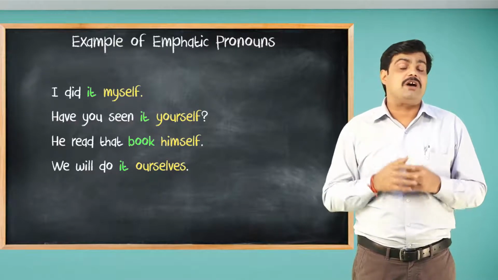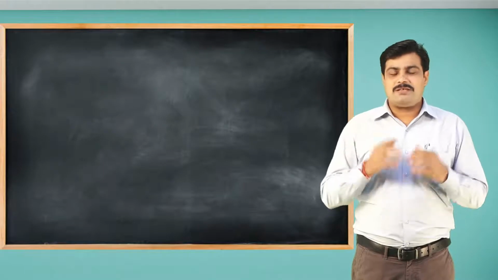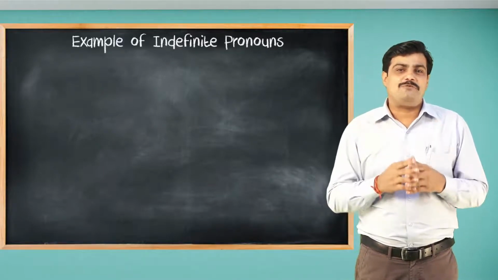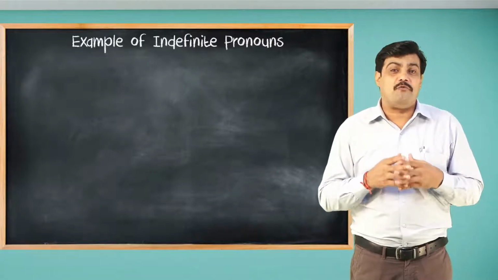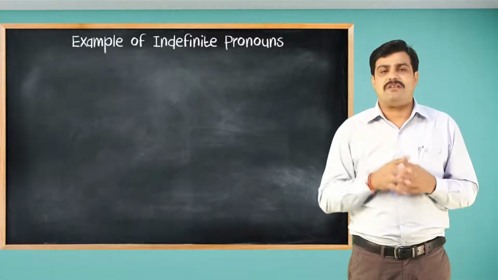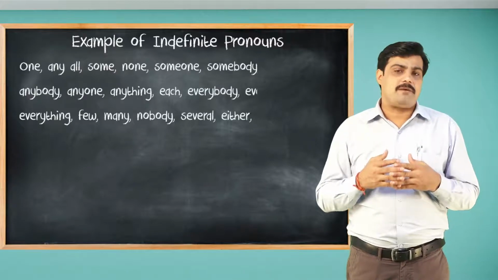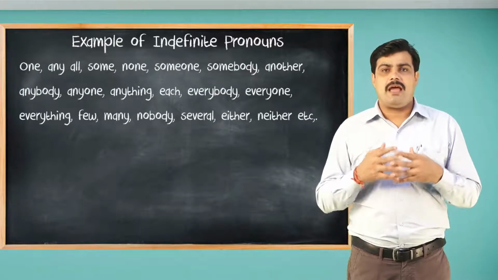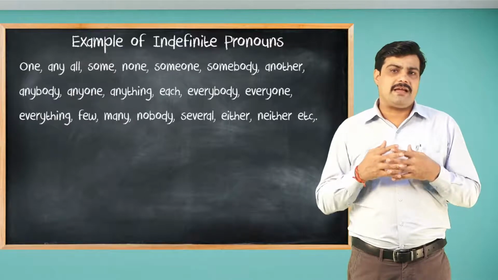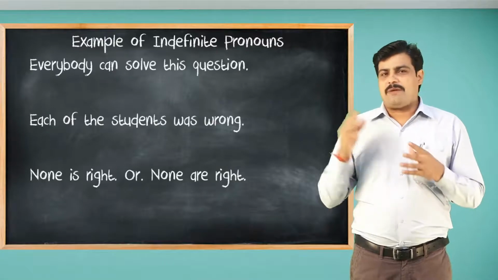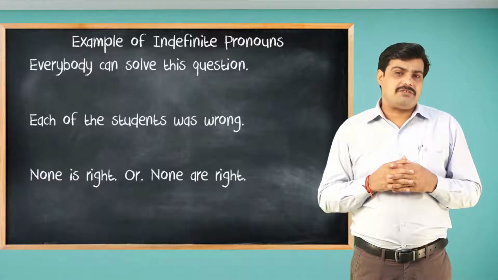We will do it ourselves. The seventh one is indefinite pronoun. Indefinite pronouns are those pronouns which are vague and not definite. These are one, any, all, some, none, somebody, anyone, anything, each, everybody, everyone, etc. For example, everybody can solve this question.